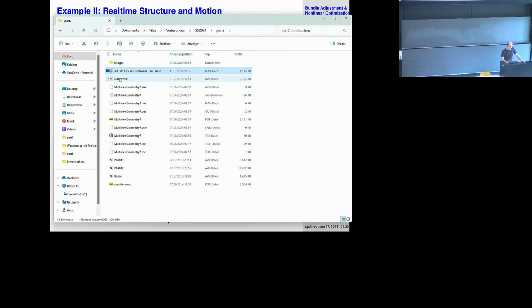It always reminds me that I've never been to Dubrovnik and I should really go there at some point. Okay, sorry. And here is another one. I hope the video plays.